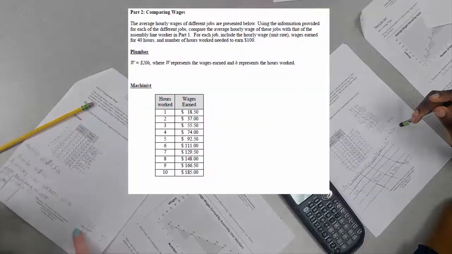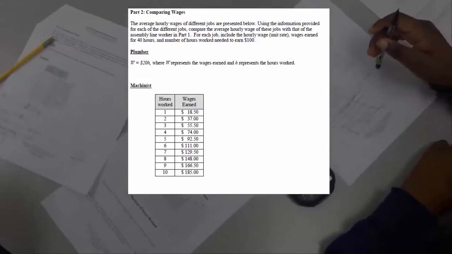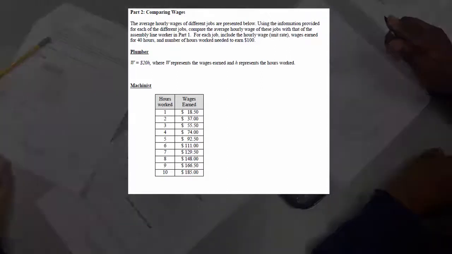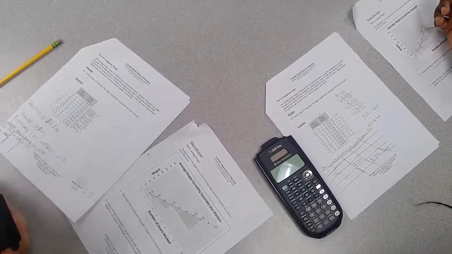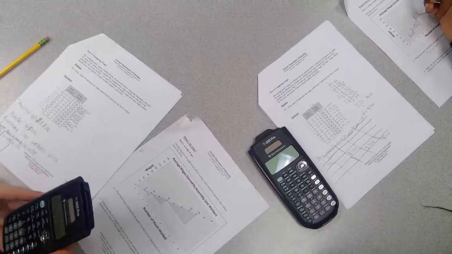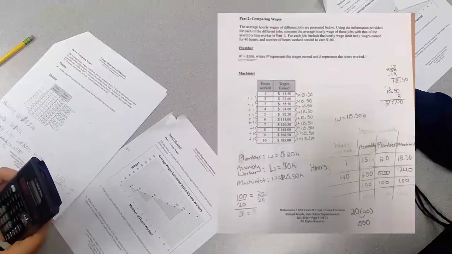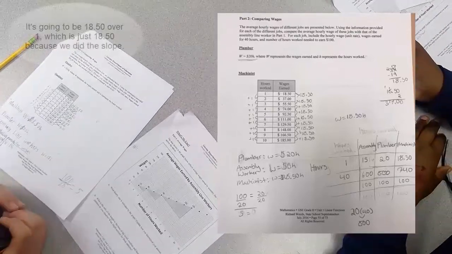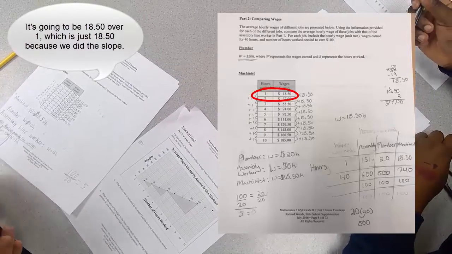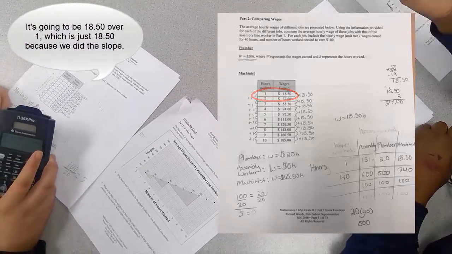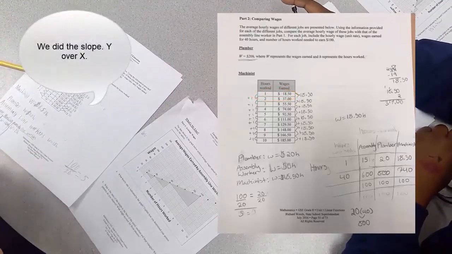In this task, students compare the hourly wage, or unit rate, of three different occupations represented in a graph, table, and equation. We know how much the machinist makes in an hour because every hour just so happens to go up by the same amount. Do you see the unit rate in that table? It's going to be 1850 over 1, which is just 1850, because we did the slope, which is y over x.